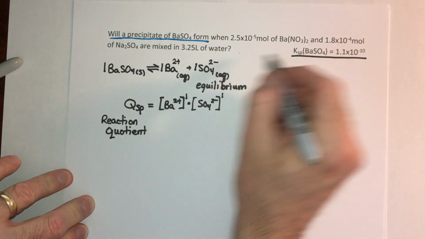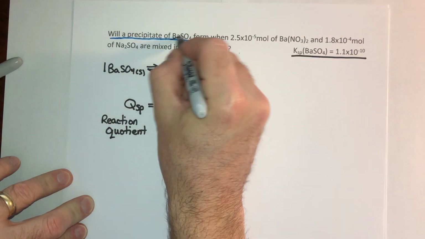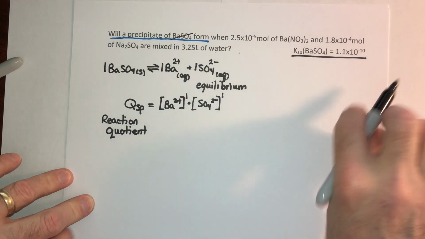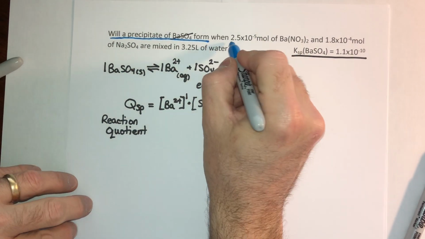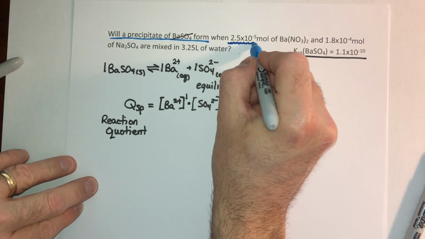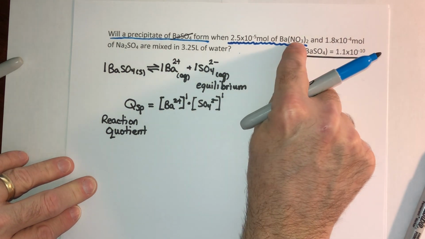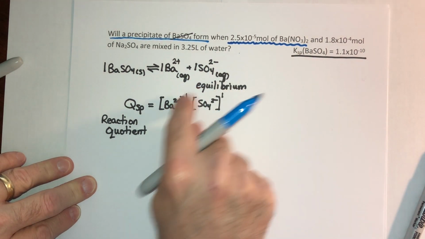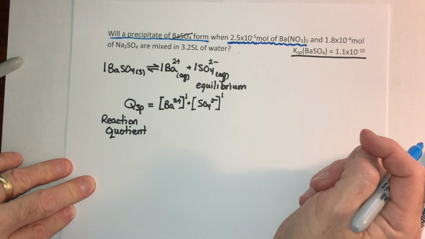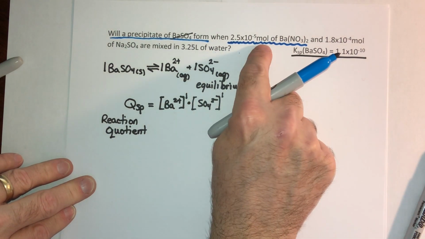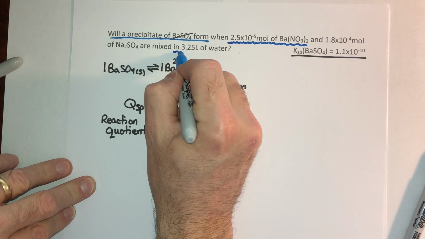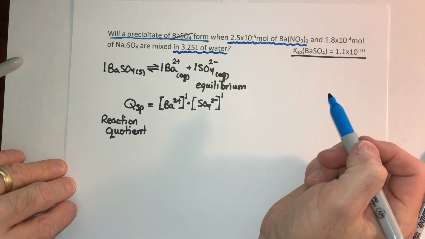Okay, I've already talked about the barium sulfate, so that's done. Now the problem tells me you have 2.5 times 10 to the minus 5 moles of barium nitrate. The barium nitrate is going to be my source of barium. That's where the barium comes from. Now I did give you a moles, and I also told you the volume of water it was dissolved in.